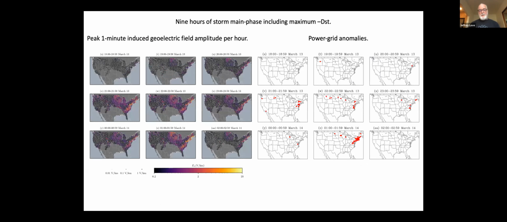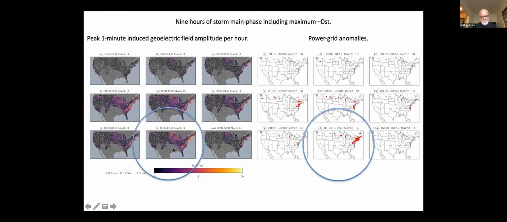So, all right, going back to that 9 hour period of time that I was showing before, and now I'm going to zoom in on this period of time. This is the most intense part of the magnetic storm. This is when DST reached its greatest depth. And it's at this period of time that most of the anomalies were experienced across the United States. See that here in the map on the right.